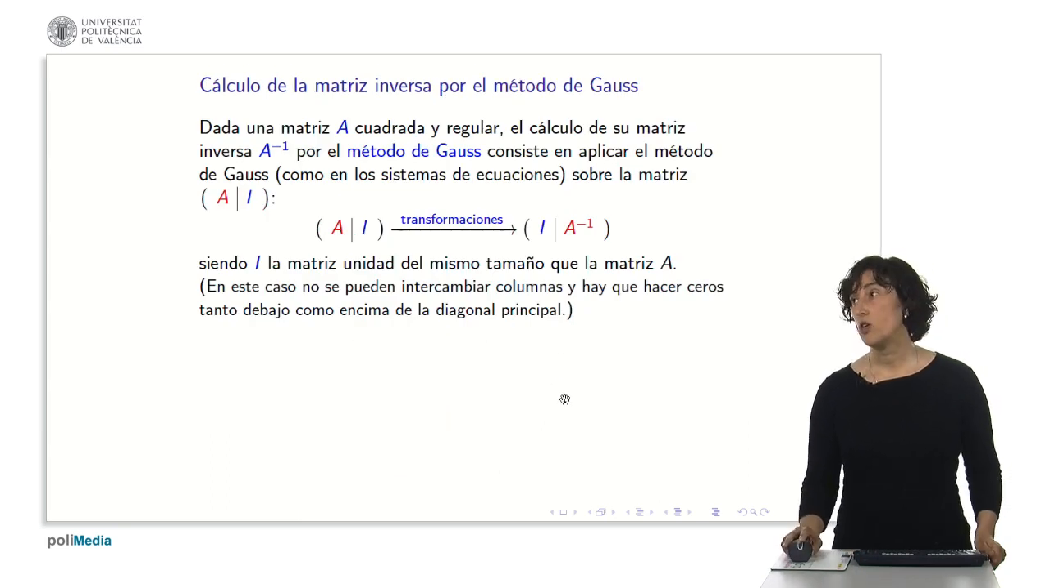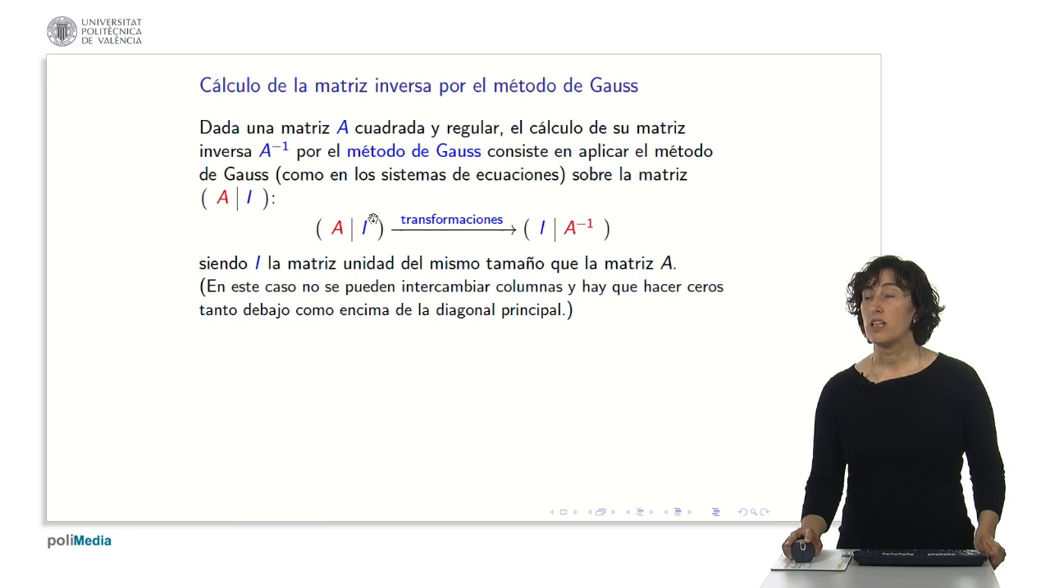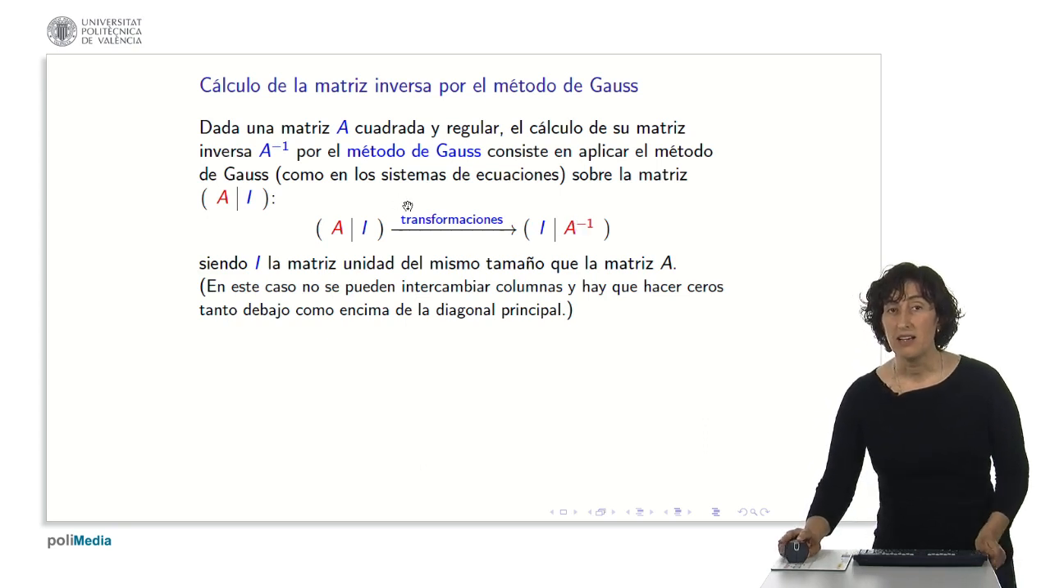What is the Gauss method? Well, if I take a regular square matrix, which I know has an inverse, to calculate its inverse matrix A^-1, what we do is put the matrix A, a bar, and the identity matrix of the same size as the matrix A. We perform a series of transformations so that we interchange the identity matrix and the matrix A. We will try to get the identity matrix, and what remains on the other side will be the inverse of the starting matrix A.